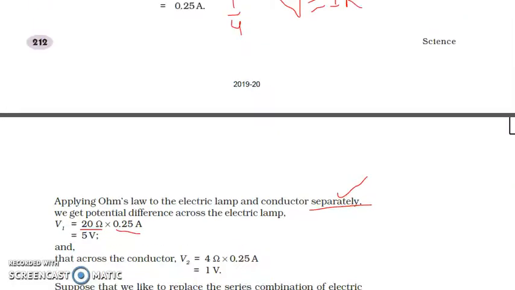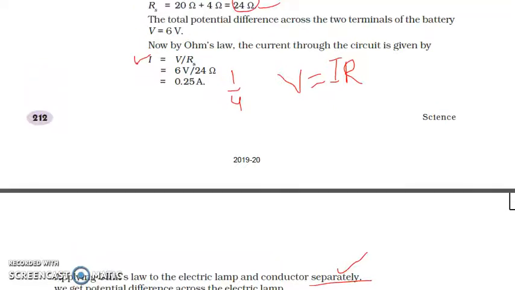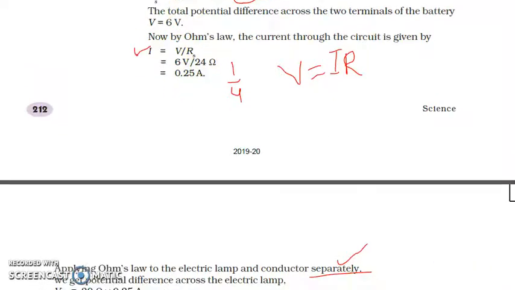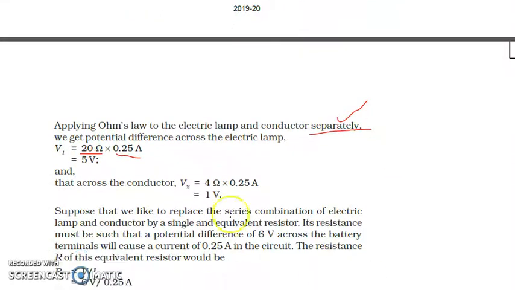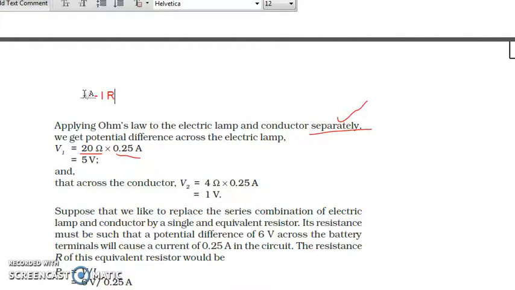As you can see, we have already calculated the value for current in the circuit, which comes out to be 0.25 ampere. Current would be same in both the cases, and after calculating the value for current, we'll simply apply Ohm's law. Let us write the formula as well. Ohm's law states that V is equal to I into R. So this is the formula for Ohm's law. V is equal to I into R.